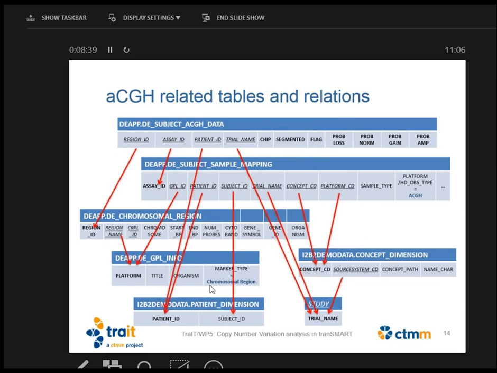Yeah, this is maybe for the other group. Some of the details of the database tables, but the only thing I want to take out here is that this table and this table are new tables, but in their names they look very much like the tables that hold similar data for the microarray gene expression data.